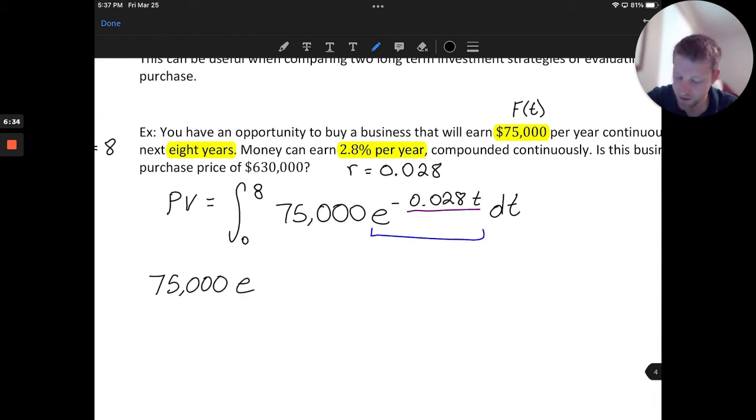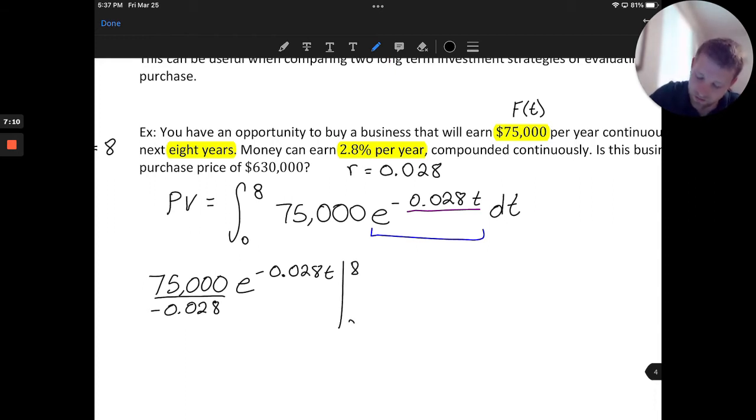We could rewrite our integral. And then instead of multiplying by the derivative of the exponent, we want to, again here, divide by the derivative of the exponent. In this case, this will work because, again, this is a linear function in my exponential. So we could say that this is negative 0.028, divide by that. When I take that antiderivative, we'd like to evaluate this antiderivative from 8 to 0.